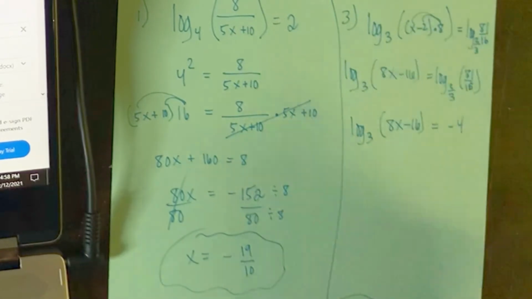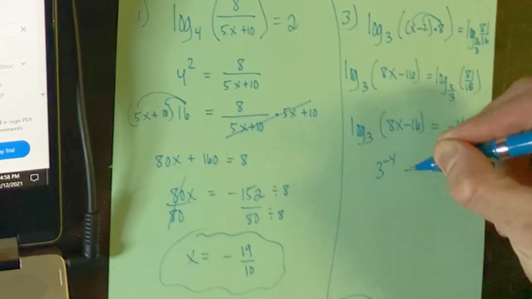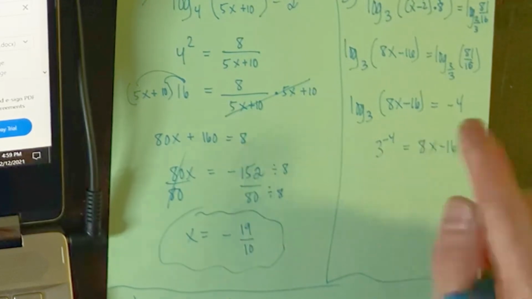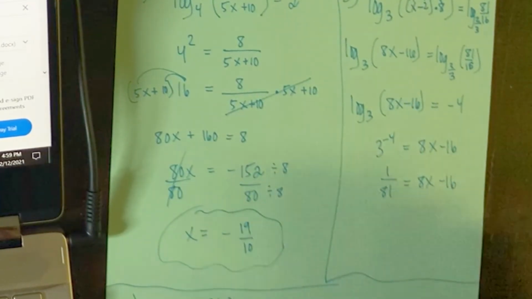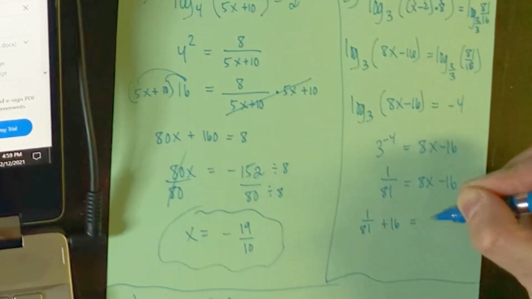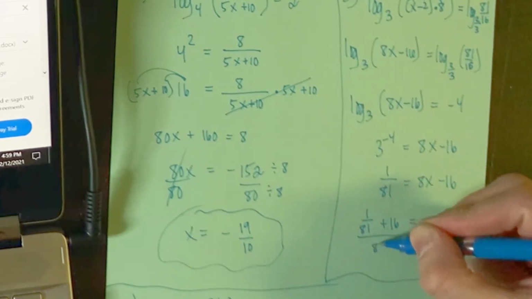And now that's good because what we have can now be written in exponential form where we go this to the power of that equals that. And now, so we have 3 to the power of -4 equals this. 3 to the power of -4 is 1 over 81. And then to solve for x, maybe we can add 16 to the other side. So it'll be the fraction plus 16 equals 8x. And to finish, you can divide both sides by 8.